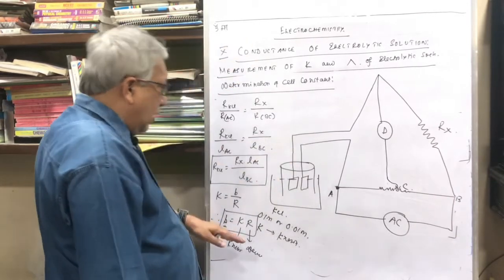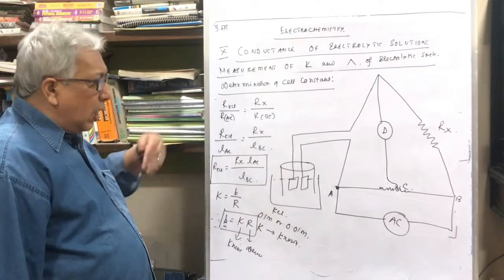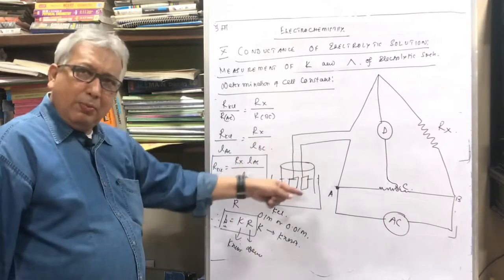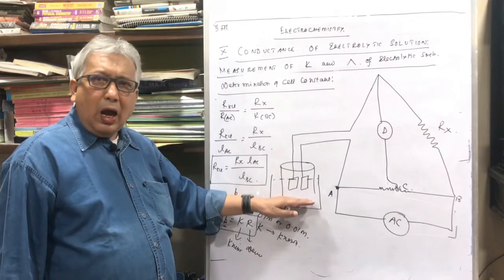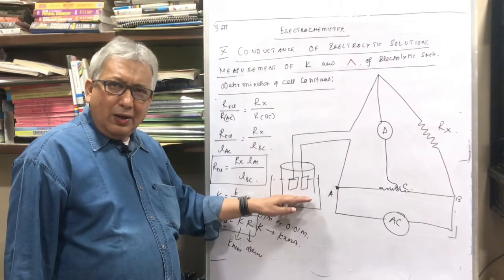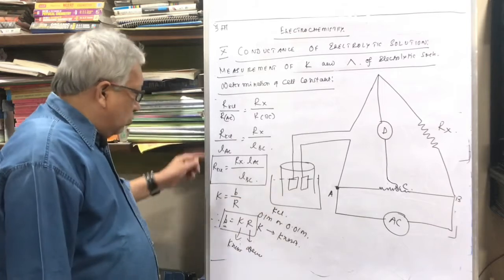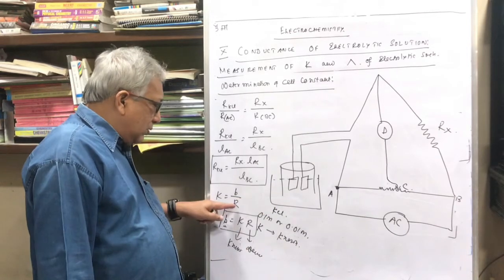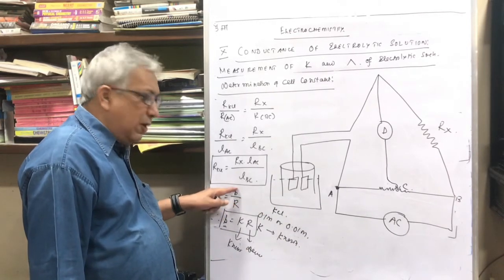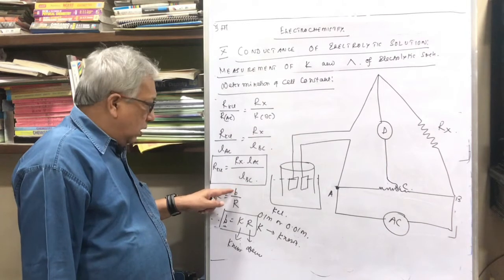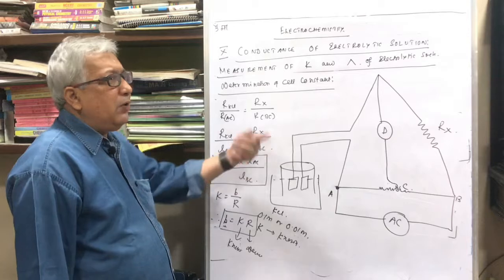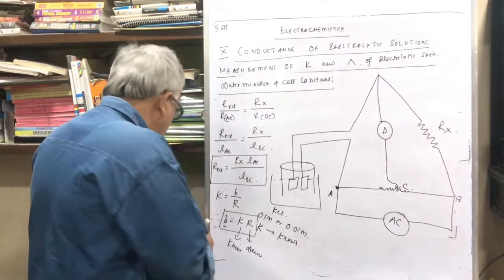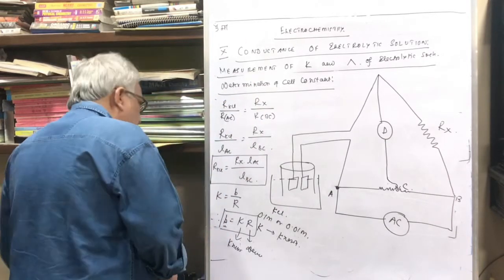So now that I have found out the cell constant, B is known to me. Now I can put any solution in here and find out its R. B is already determined, and with R determined, I will find out K for any solution. So let us say I have taken a new solution.